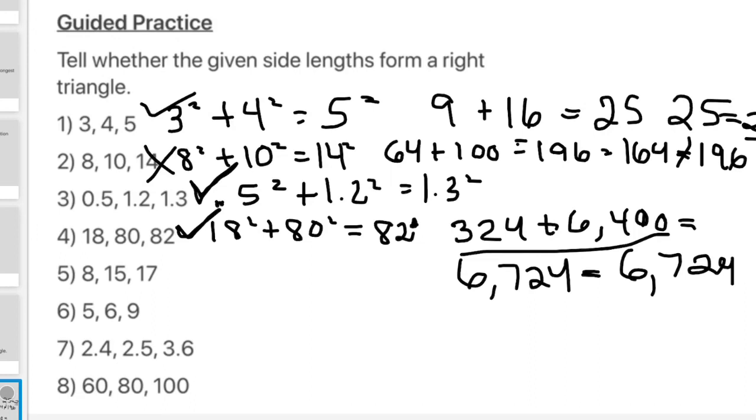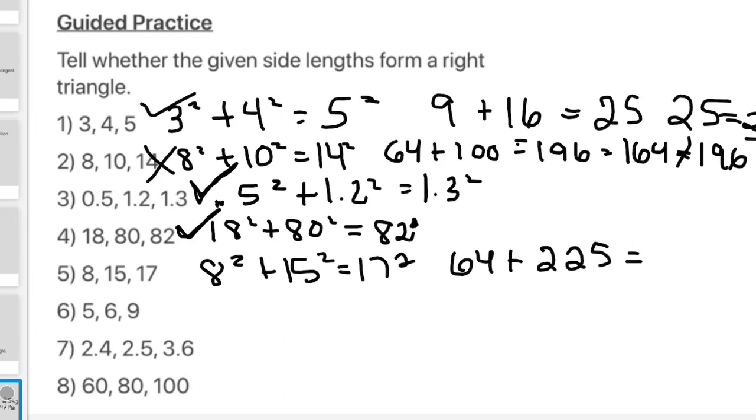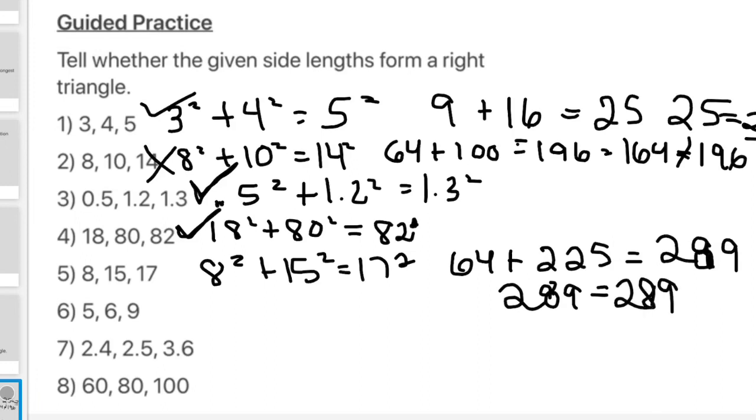Pause the video and try number 5 on your desk. All right, number 5 is 8 squared plus 15 squared equals 17 squared. 8 squared is 64. 15 squared is 225. 17 squared is 289. 225 plus 64 equals 289, which is equal to 289. That is a true statement, so this does form a right triangle.